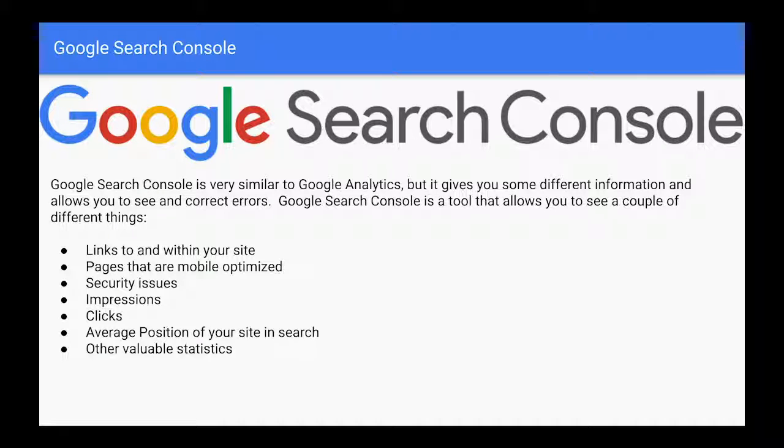Google Search Console. Google Search Console is very similar to Google Analytics, but it gives you some different information and allows you to see and correct errors. Google Search Console is a tool that allows you to see a couple of different things, such as links to and within your site, pages that are mobile optimized, security issues, impressions, clicks, average position of your site in search, and other valuable statistics.